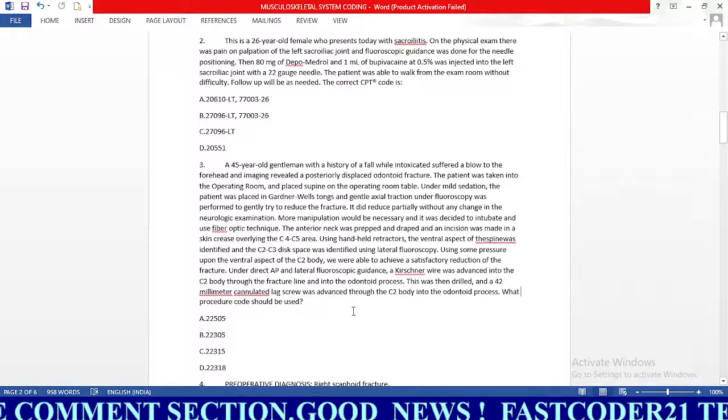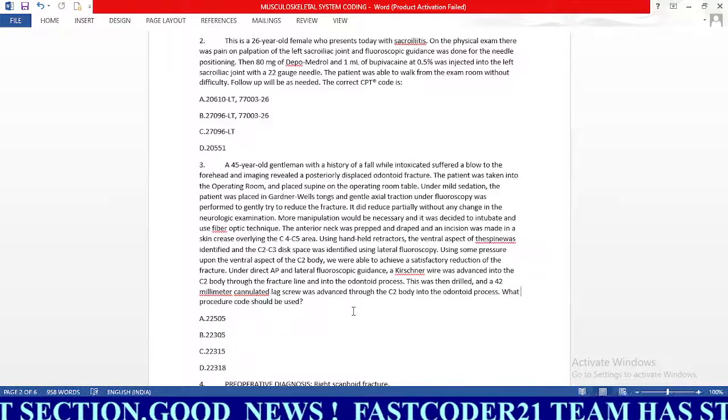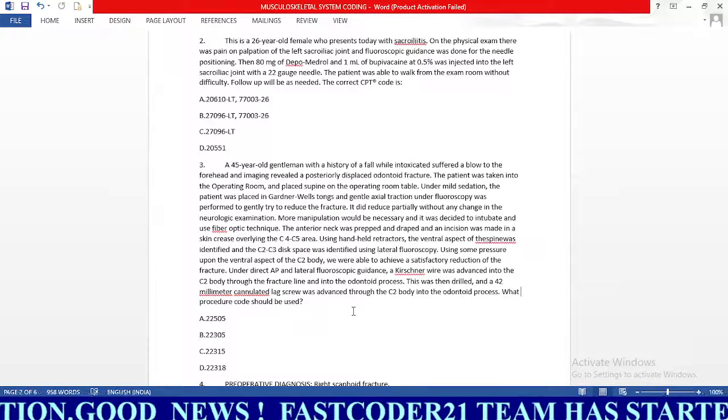So we will check 22205. I could not find that one here. So we will check 22305.